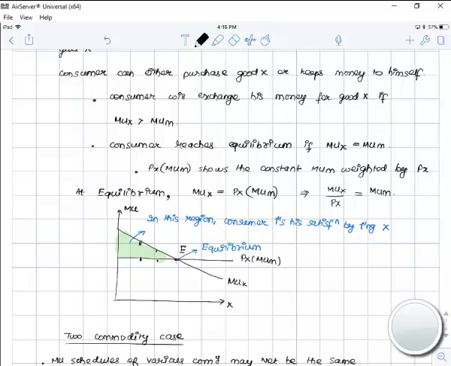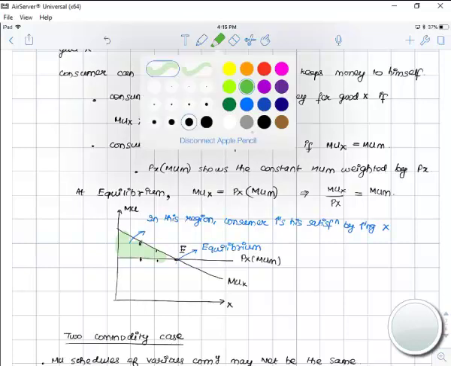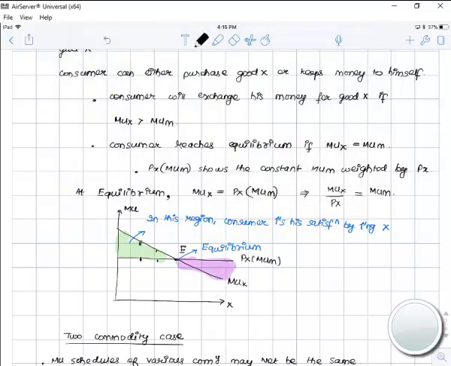But in this area, the marginal utility of money becomes more than the marginal utility of good X. For example, if he reaches this point, the marginal utility of good X is less than the marginal utility of money, so he's better off consuming less of X. So the equilibrium is reached at point E. This is an equilibrium which looks like this.